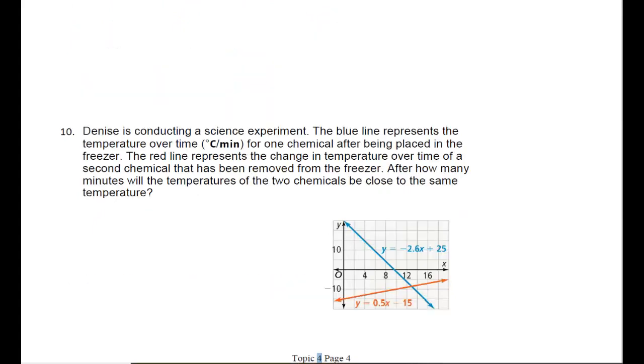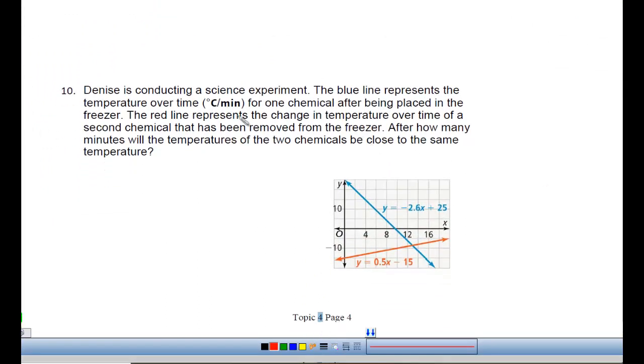Okay, let's take a look at this one. Denise is conducting a science experiment. The blue line represents the temperature over time for one chemical after being placed in the freezer. The red line represents the change in temperature over time of a second chemical that's been removed. After how many minutes will the temperature of the two chemicals be close to the same?